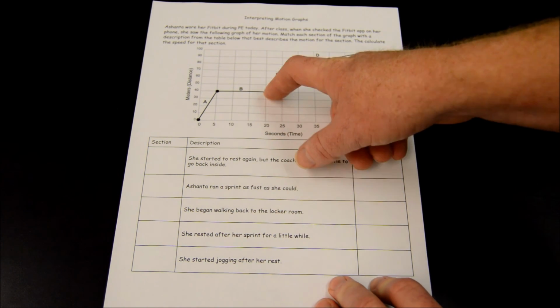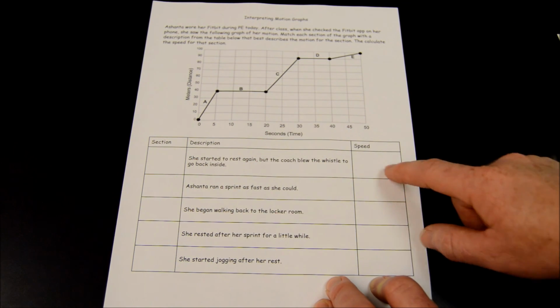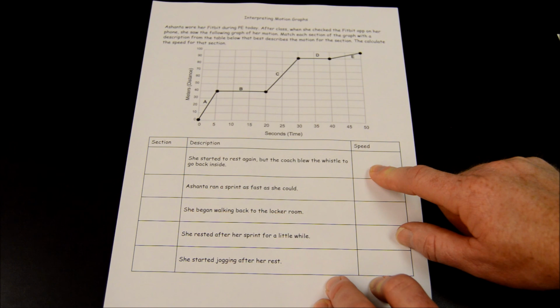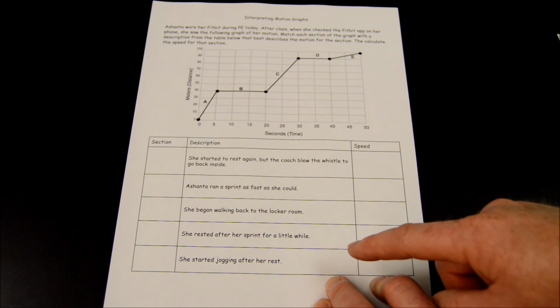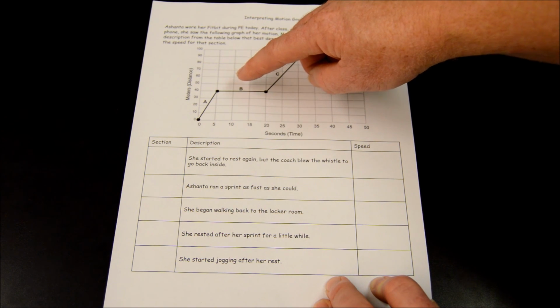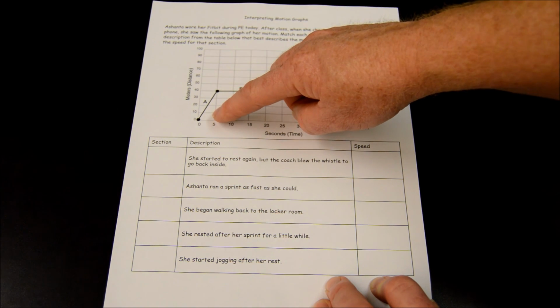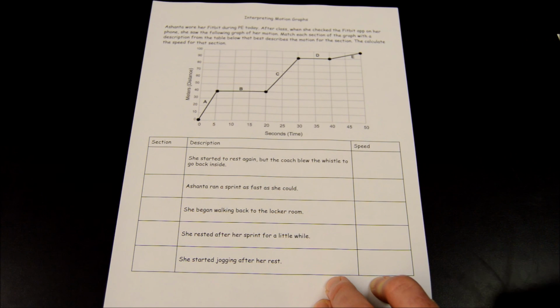Okay? So once you get them matched, then you're going to go back for each section and calculate the speed for the section. So that's just like the problems we were doing in the previous section of the lesson. Okay? So you're going to have to find your beginning distance, your ending distance minus your beginning, and then your ending time minus your beginning time, and then you can divide those to find your speed.